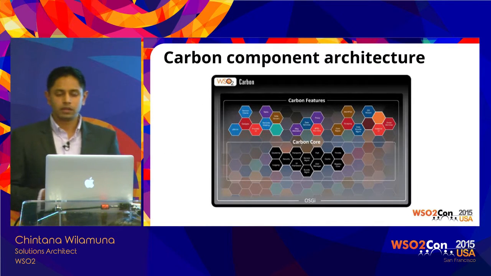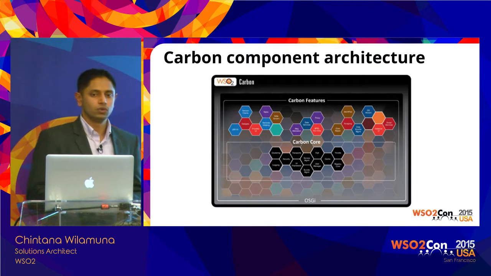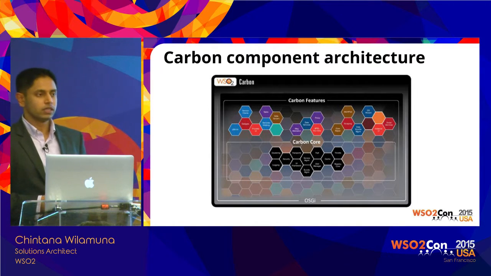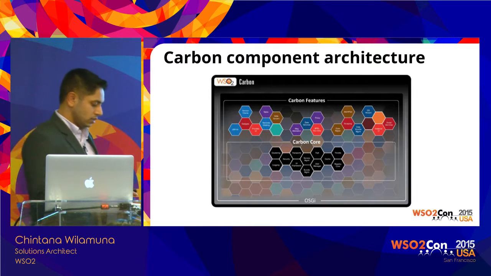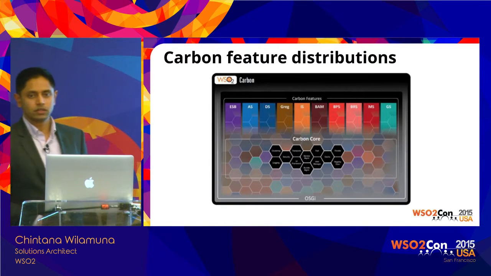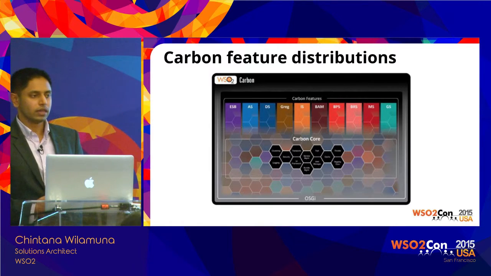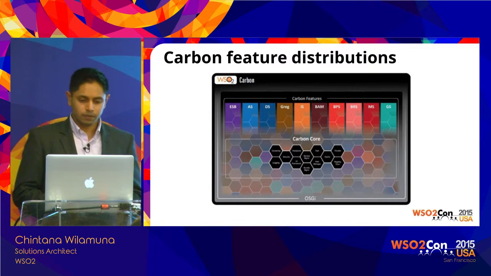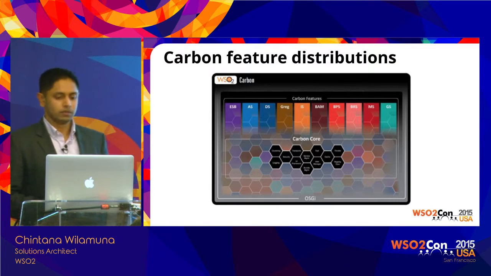Before going into patterns, we'll look at the Carbon framework. I would assume most of you know what Carbon is. Carbon is our core framework, and it's composed of OSGi bundles. The black set of components or boxes here represent the core framework. We call it Carbon core, which comprises clustering, logging, caching, service management, and so on.